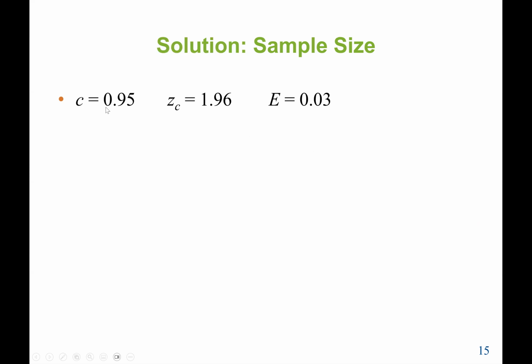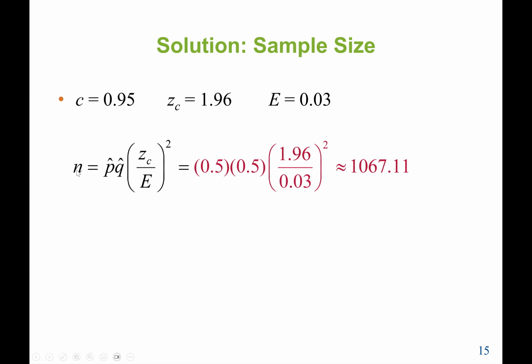Then next, we know the confidence interval is 95%. So c will be 0.95. If c is 0.95, from the standard normal table, Zc will give us 1.96. And the question already gave us E, 3%, or 0.03. So if we know this, then we can find n, the sample size, which will be 0.5 times 0.5 over Zc, which is 1.96, divided by E, which is 0.03, all squared. And approximately, we need a sample size of 1,067.